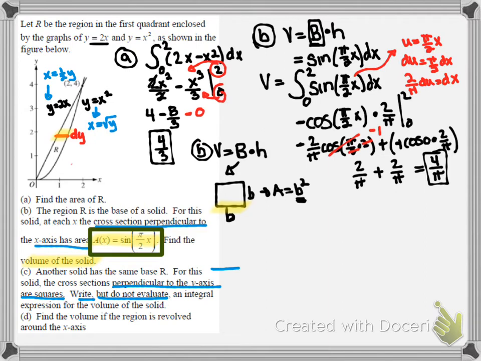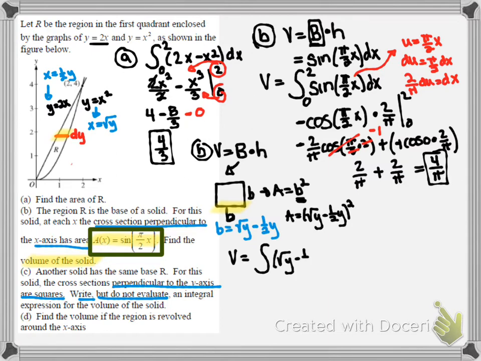Okay. So the base of the square, or the length, is going to be the square root of y minus 1/2 y. So the area is going to be the square root of y minus 1/2 y, squared. So remember, we just need to write the integral. We don't have to evaluate. So my integral is going to be the area of the base, which is the square, times the small change in y. And now my upper and lower bound, since everything has to be in terms of y, is going from 0 to 4.